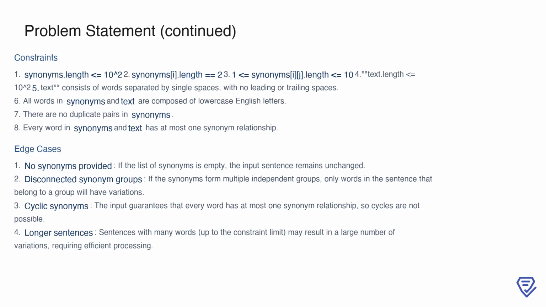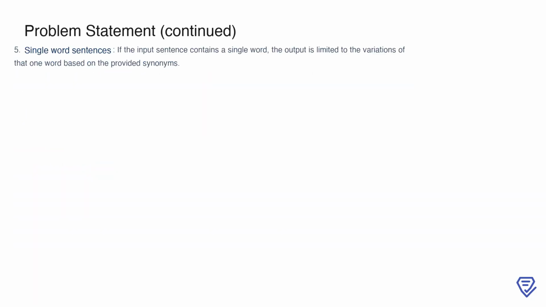Additionally, the problem guarantees that there won't be any cycles in the synonym groups. These constraints allow us to focus on designing an efficient solution that can handle a large number of variations. Lastly, let's consider a few edge cases. For example, if the sentence contains just a single word, the output will include only the variations of that word based on the provided synonyms.